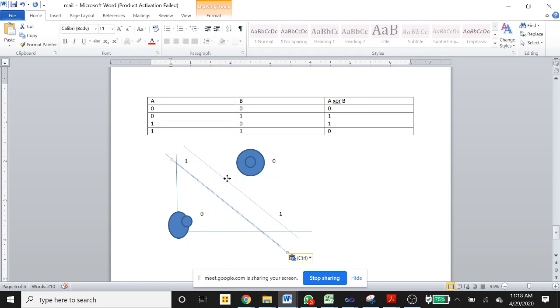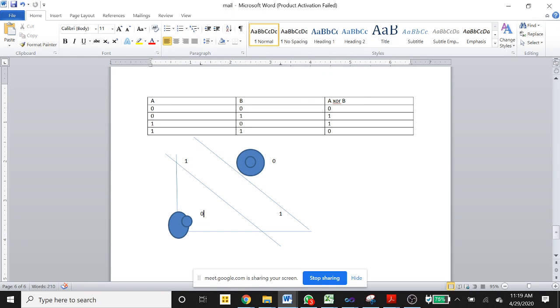So for the solution of that space, we have to use two lines like this. Okay, in between these two lines we have the output as 1, and below the lines and above the lines we have output as 0. So these types of problems are called non-linear separable problems, where a single line is not efficient to draw the output space.